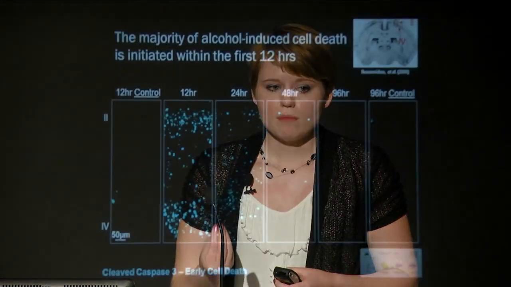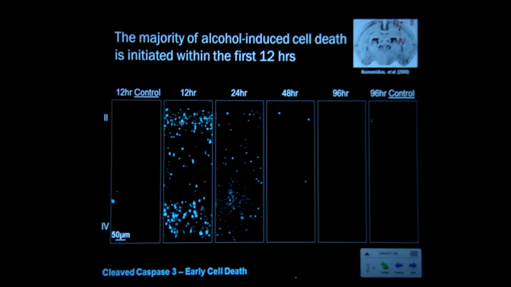In the middle, what we see are animals that were injected with alcohol and sacrificed 12 to 96 hours later. All right? Now that we have that general information, I'd like to go through and actually tell you what's going on in these images. The blue color that you see in these images is a marker of early cell death called cleaved caspase 3. When we compare what we see in our 12-hour control to what happens at 12 hours after alcohol exposure, you'll notice there's a significant increase in cell death 12 hours after alcohol exposure when compared to what you would see in a normal animal.